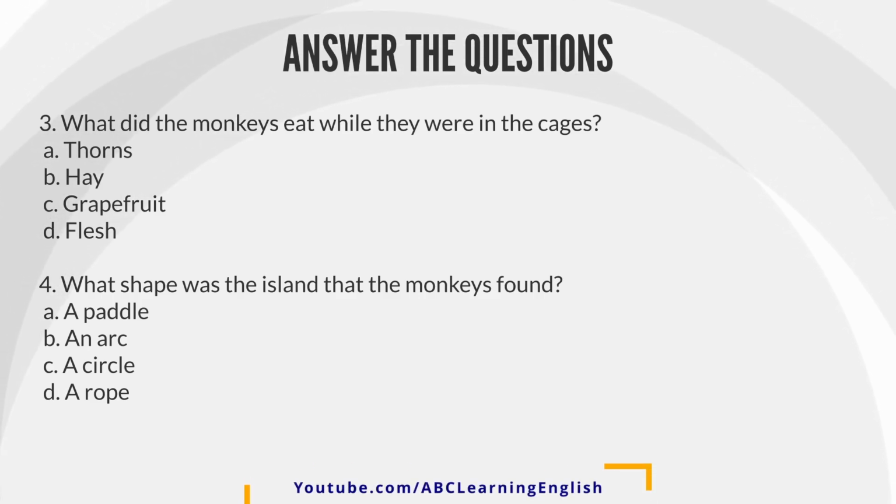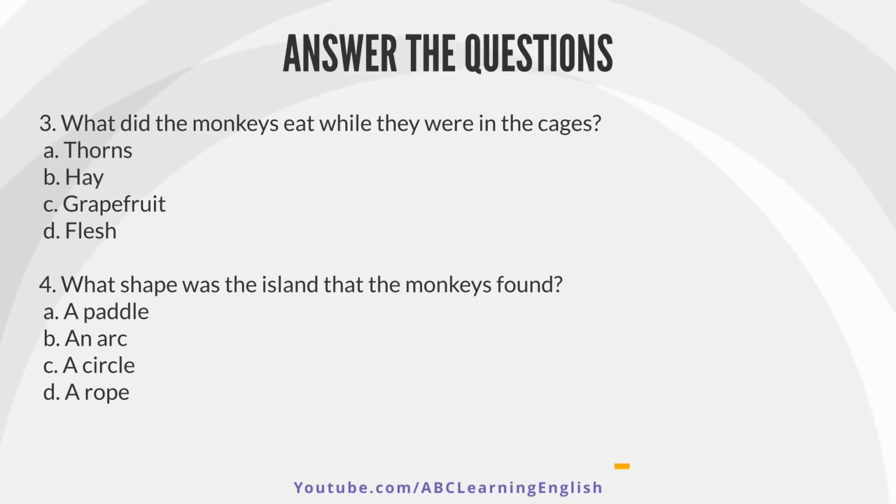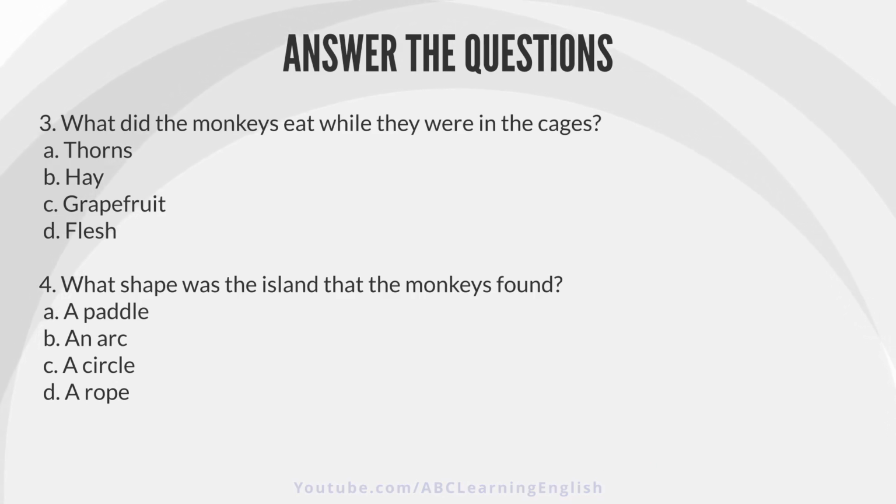3. What did the monkeys eat while they were in the cages? A. Thorns. B. Hay. C. Grapefruit. D. Flesh.